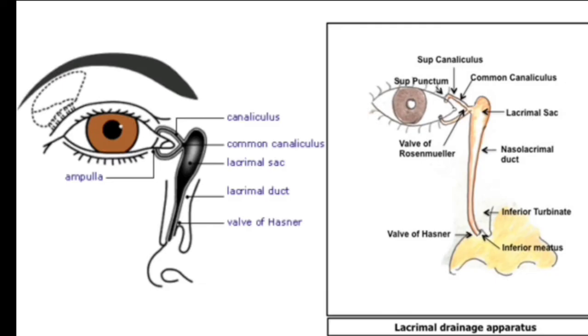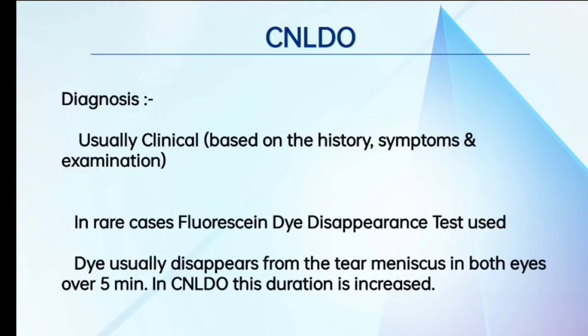You can see the valve of Rosenmüller in the right side picture. Valve of Hasner and valve of Rosenmüller are the common sites of obstruction. Coming to the diagnosis of nasolacrimal duct obstruction.